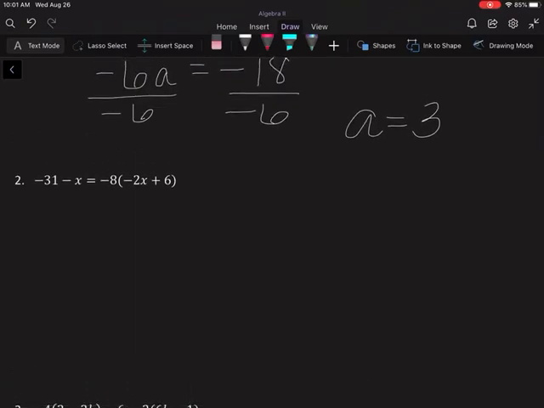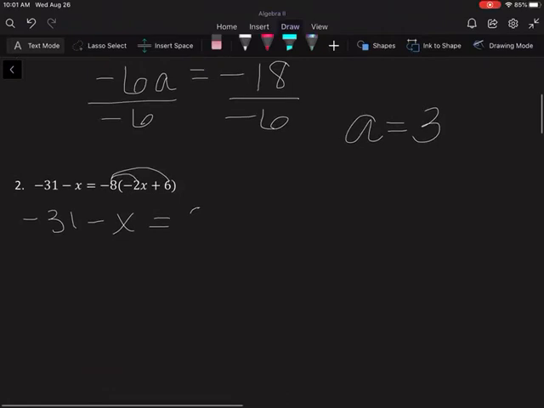Try this one. Variables are now on both sides. Distribute. Again, there's a negative there. So I'm just going to copy the left-hand side. -8 times -2 is, I was about to write 24, 16x. -8 times +6 is -48.